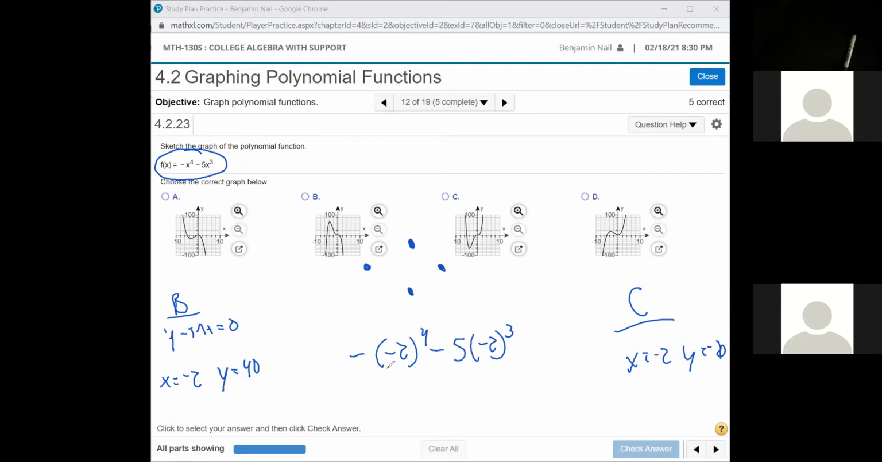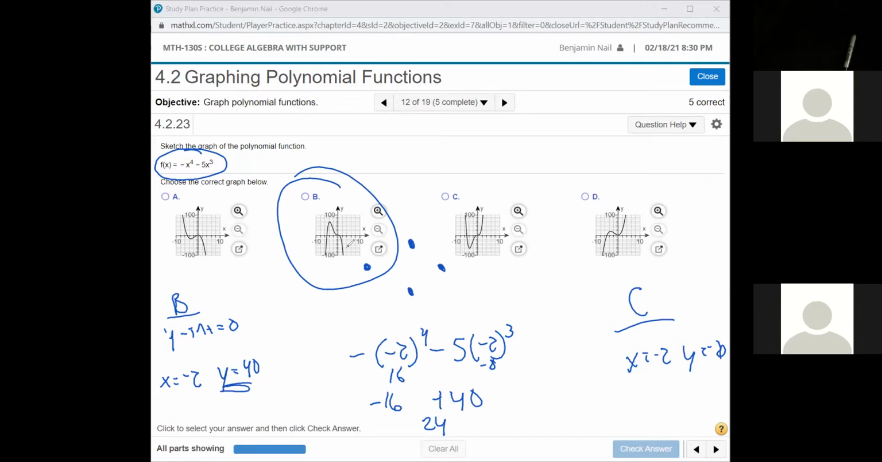So -2 to the 4th power is a positive 16. The negative of that is -16. Okay. -2 cubed is -8. -8 times -5 is positive 40. And then 40 minus 16 is a positive 24. So I had a positive y value if I plug in an x of -2. So again, B ends up being the right choice.